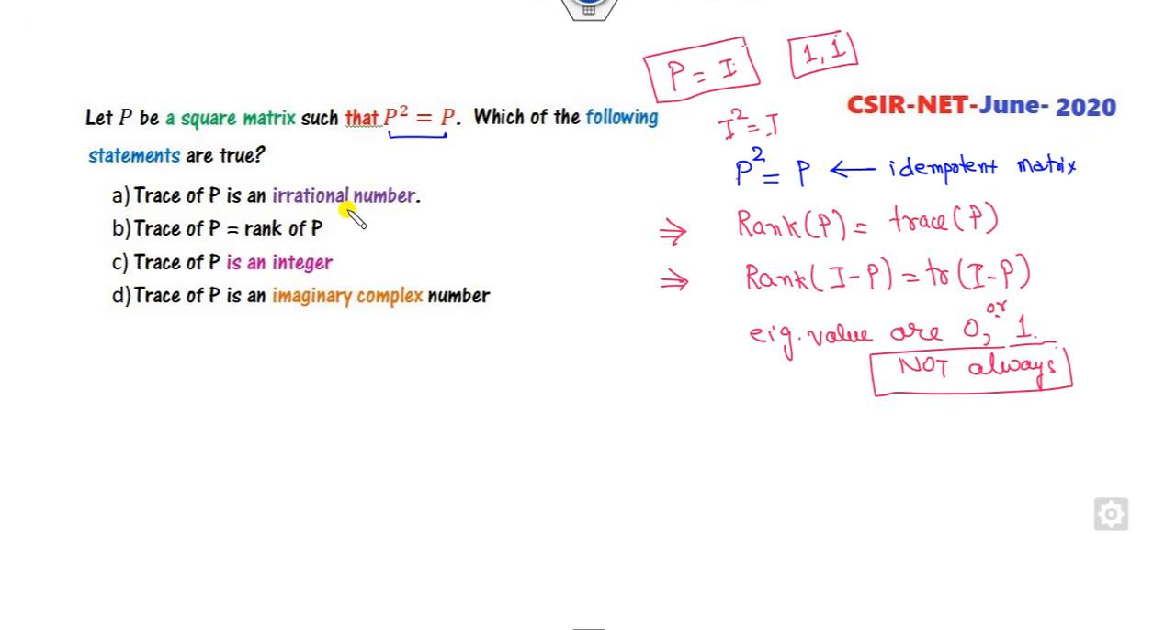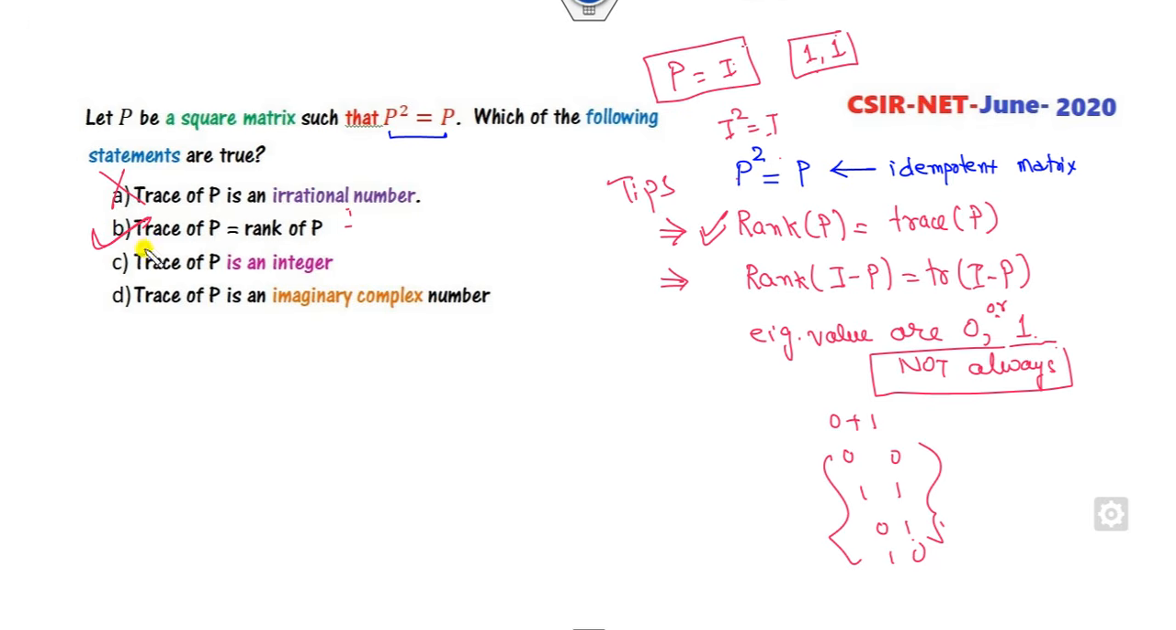Trace of P is an irrational number. So what is that? The eigenvalues are either 0 or 1, so the trace will be either 0 or 1, both 0, both 1, or a mix of 1 and 0. So in this case the trace will be a rational number, so the first option is cancelled. This is by property. This is the tip for you.